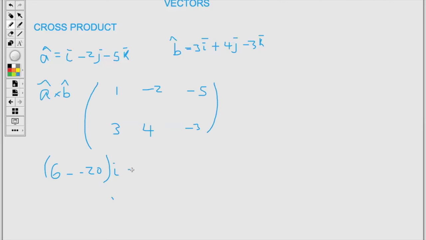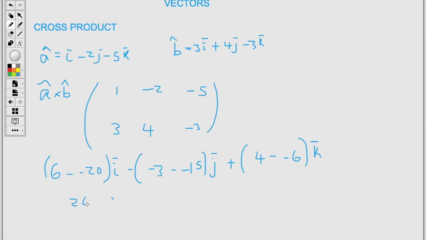Then I have i. Then we have minus. Eliminate the second column. Then we say 1 times -3, minus 3 times -5, that's -15. Then we have j. Then we have a plus. Then eliminate the last column. So we say 1 times 4, that gives us 4, minus 3 times -2, that's -6, and that is the coefficient for k.